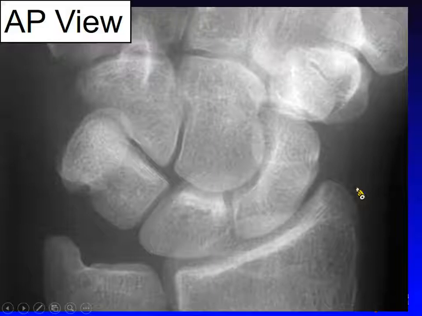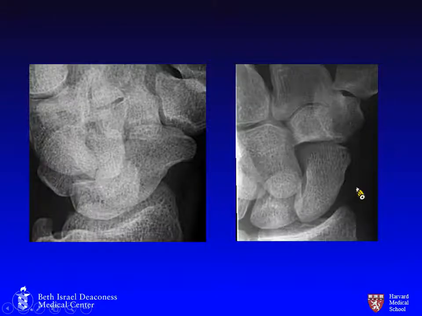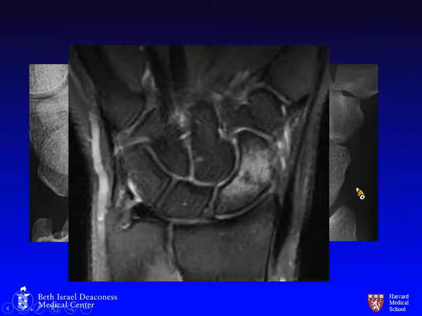Here's the AP view. Don't really see a fracture, but you can do something called a scaphoid view where you only deviate the wrist, and now you can see the fracture a lot better. So if it's helpful, you want to do different views in order to take a look at the injury. It's another case here. And again, if you can't see it, MRI is always going to be your best bet when you're suspecting these fractures.